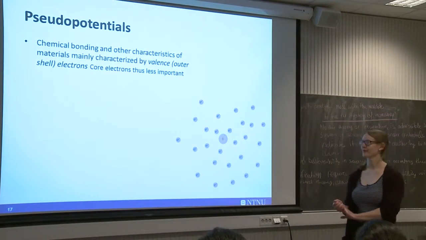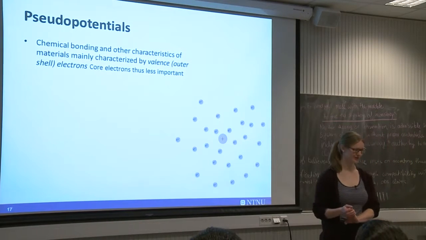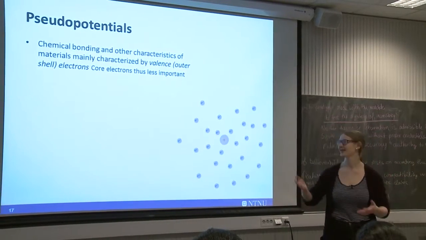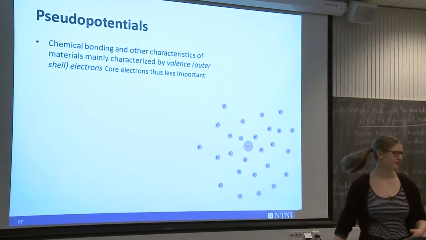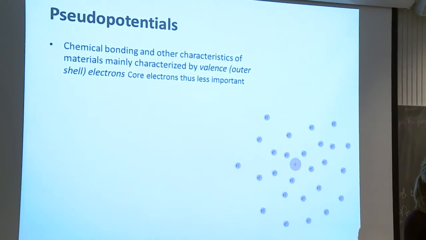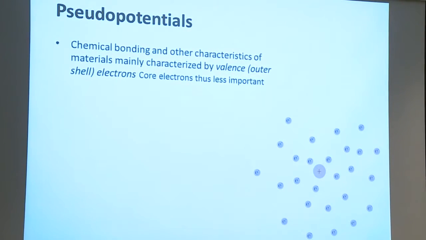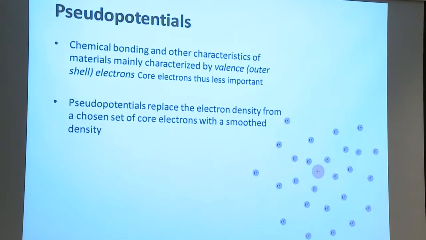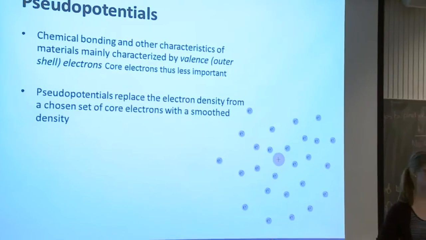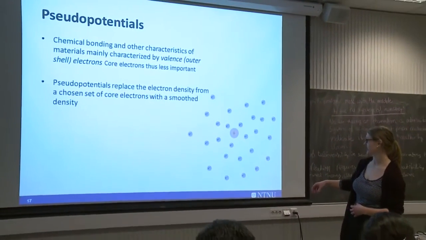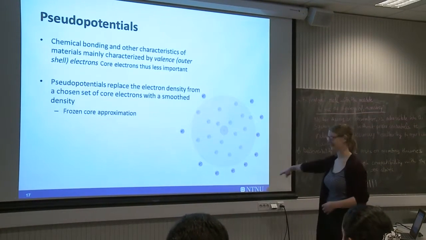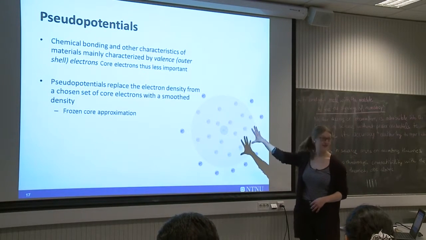The third important concept is the pseudo-potentials. In terms of physical quantities like chemical bonding and other characteristics of the material which we care about, these are mainly characterized by the outer electrons, the valence electrons. So let's make life a bit easier for ourselves. Instead of considering all electrons when we minimize our energy, let's only consider the outer electrons and just freeze in the inner electrons.